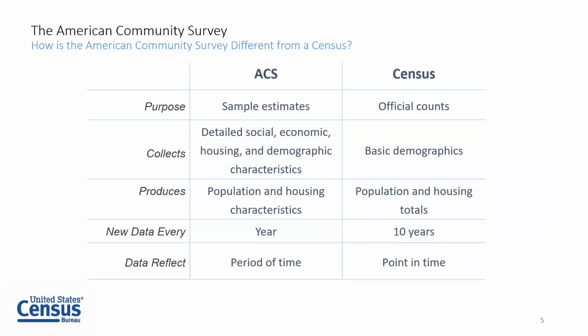So what's produced from this? The ACS produces population and housing characteristics, whereas the census produces population and housing totals.